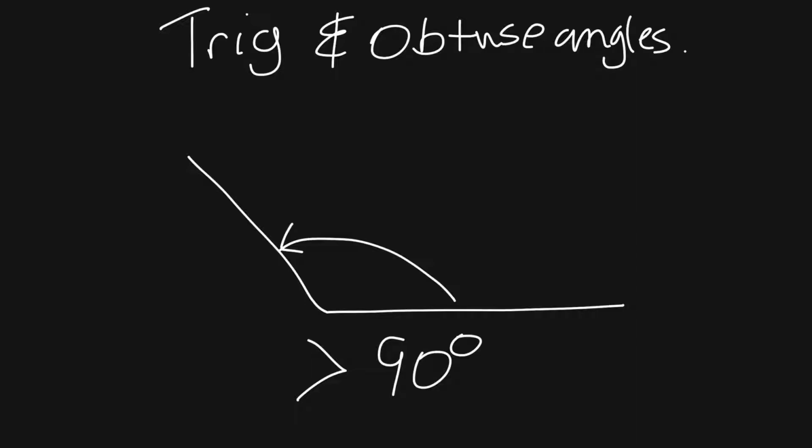Today we're looking at trigonometry and obtuse angles. Obtuse angles are angles that are greater than 90. Obtuse angles are really tricky because they're just that little bit bigger than 90. They're the unfairly targeted angles. They're always hard done by.